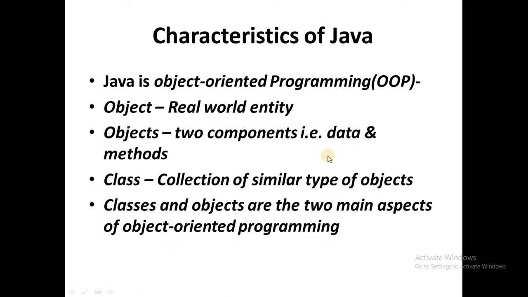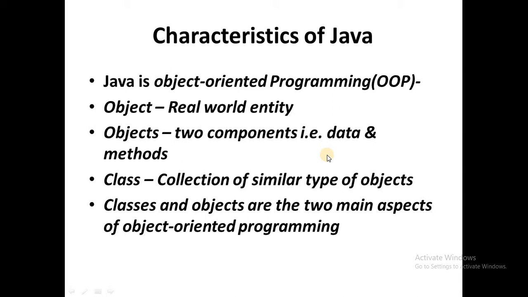What is object oriented? Object oriented means the problem can be solved based on the objects. That means the problem can be solved in terms of objects.